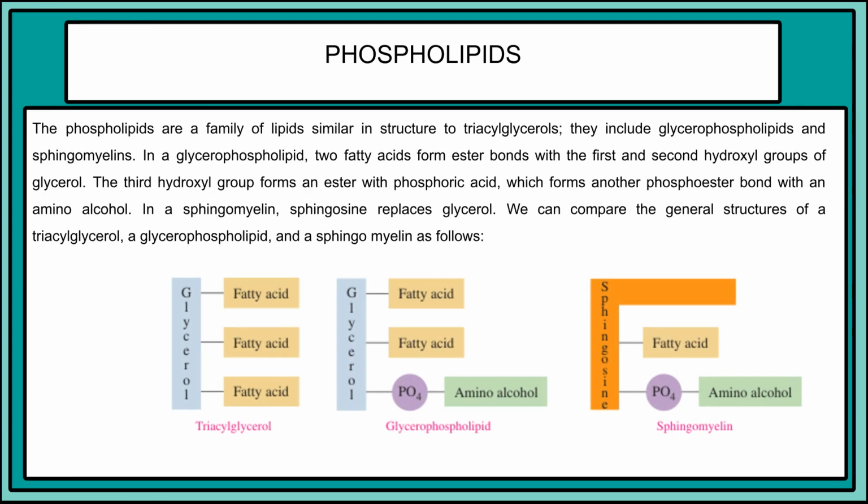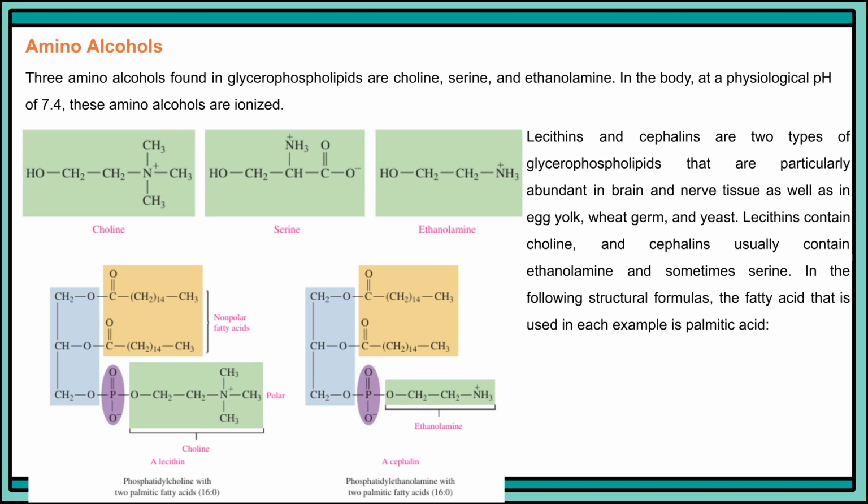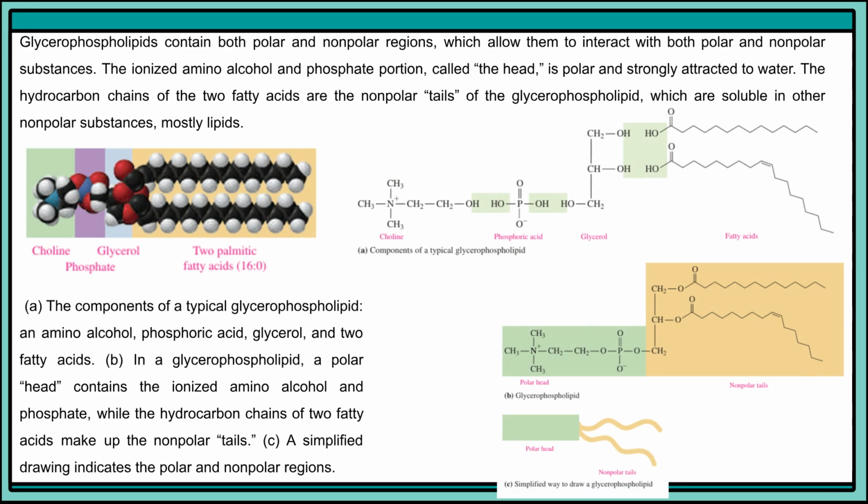Phospholipids are structural lipids similar to triacylglycerols. They include glycerophospholipids, where a phosphate group is attached, and sphingomyelins, which use a sphingosine backbone instead of glycerol. Amino alcohols like choline and ethanolamine are often found in glycerophospholipids. Lecithins and cephalins are examples that are particularly abundant in nerve and brain tissue. Glycerophospholipids are amphipathic, meaning they have a polar head and non-polar tails. This allows them to effectively interact with both water and lipid environments.